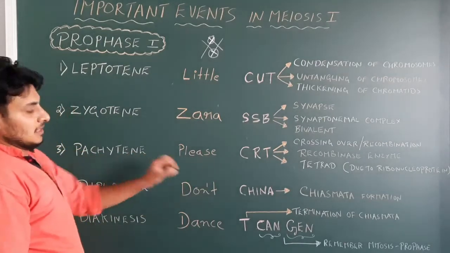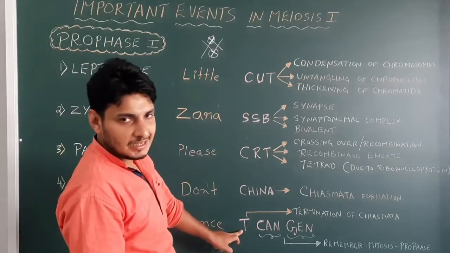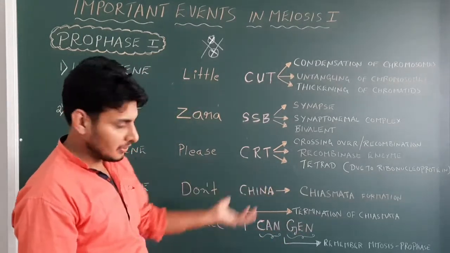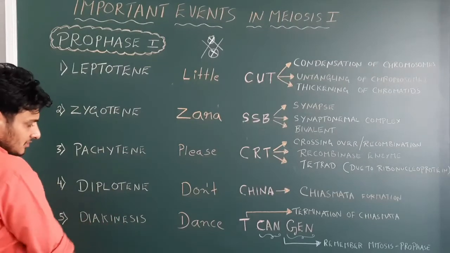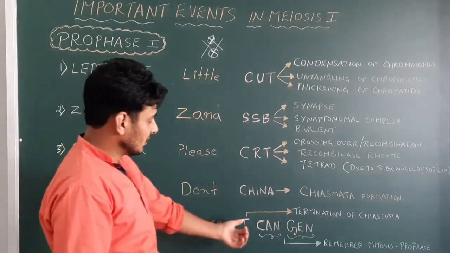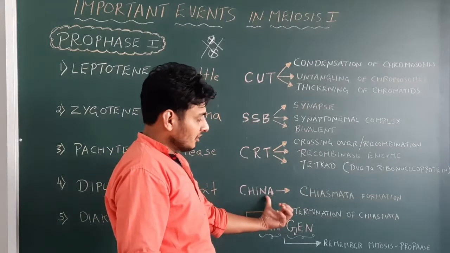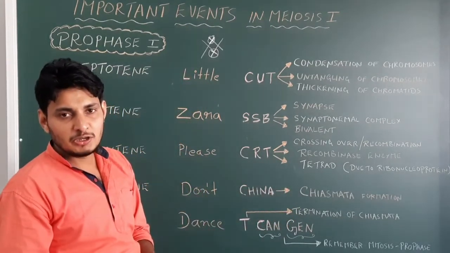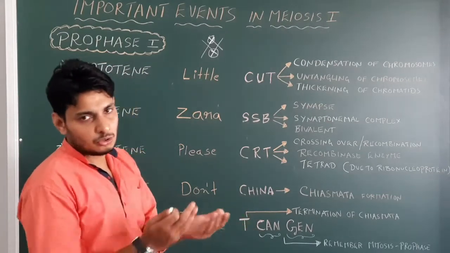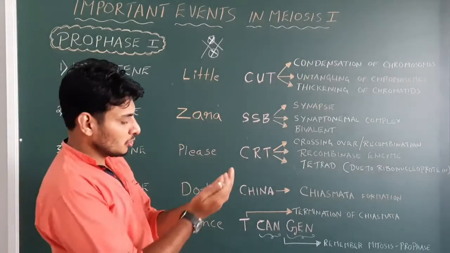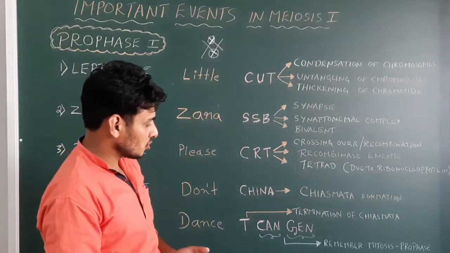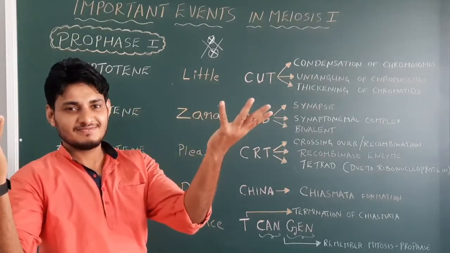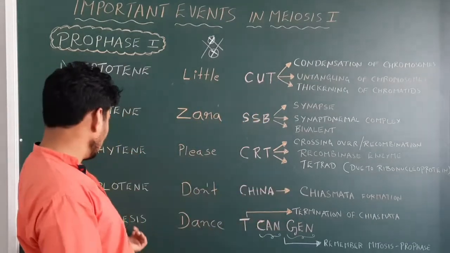China. Next is, after going to China, drink tea, can, gen. That's it. Okay, drink tea, can, gen. That is actually the simple way. Diakinesis, dance, diakinesis. Tea. What is tea? After the formation of the chiasmata, the cell should get ready to enter into metaphase 1. So they have to separate. Two homologous chromosomes must separate. So during the movement of the two homologous chromosomes, you see the termination of chiasmata. So chiasmata now terminates. Done. So that is termination of the chiasmata in diakinesis.